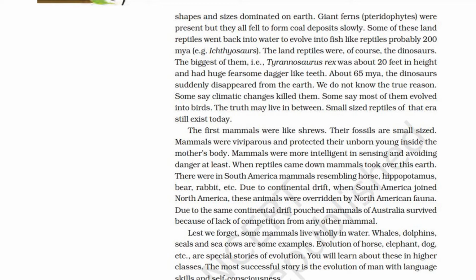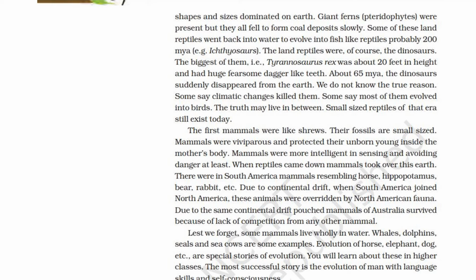Some say climatic changes killed them. Some say most of them evolved into birds. The truth may live in between. Small-sized reptiles of that era still exist today. The first mammals were like shrews. Their fossils are small-sized. Mammals were viviparous and protected their unborn young inside the mother's body. Mammals were more intelligent in sensing and avoiding danger, at least. When reptiles came down, mammals took over this earth.